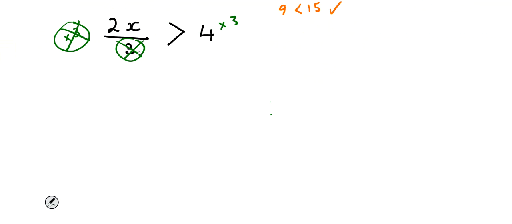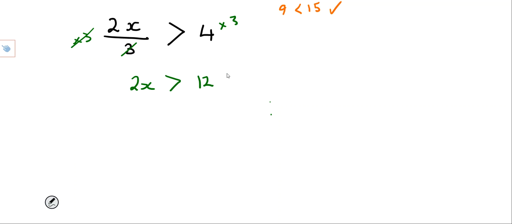We do 2x divided by 3. Right, just in case you're watching at home. Okay, times by 3 first, because we've got to divide by 3. So we end up with 2x is greater than 12. Okay.